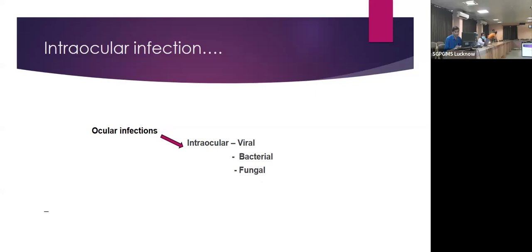Protozoals are very rare, and in our experience here or elsewhere, I have not seen any intraocular protozoal infection in immunocompromised patients yet. But these three are seen and on the rise, actually.